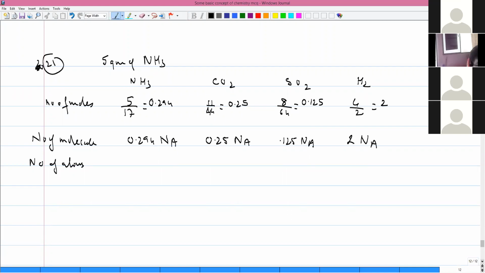Ek ammonia mein 4 atom hai, to number of atoms kitne ho gaye? 4 times: 4 into 0.294 into Na, 4 into 0.25 into Na. Sorry, isme 4 nahi aayega, isme kitne hai? 3 hai, isme bhi 3 hai, aur isme 2 hai.